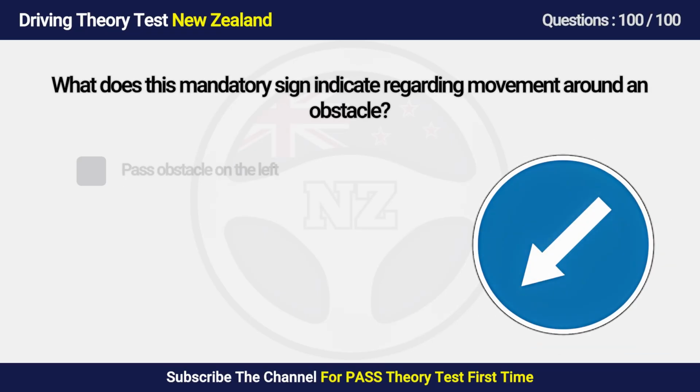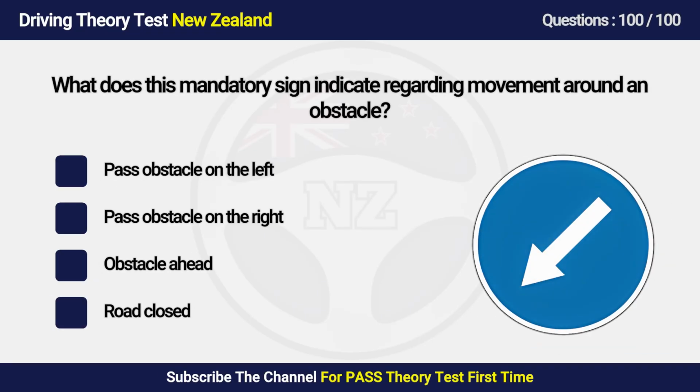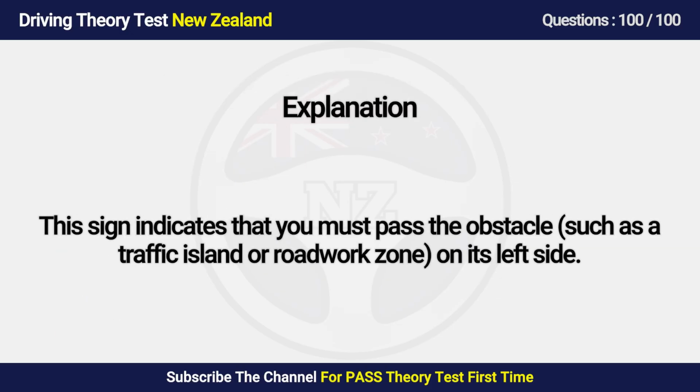Question 100. What does this mandatory sign indicate regarding movement around an obstacle? A. Pass obstacle on the left. B. Pass obstacle on the right. C. Obstacle ahead. D. Road closed. Answer is A. Pass obstacle on the left. This sign indicates that you must pass the obstacle, such as a traffic island or roadwork zone, on its left side.